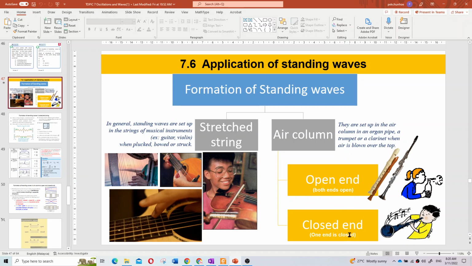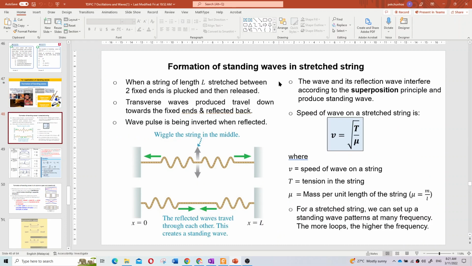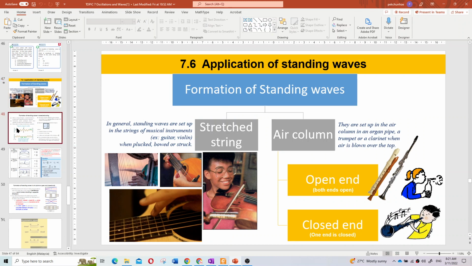What is meant by open end and closed end? Open end means both ends open. You see the flute here, this end open, the other end also open. Closed end, I don't have an example here. Closed end is when one end is closed. So both ends open means open end; if one end is closed, it's closed end. Okay, so now first we focus on string.